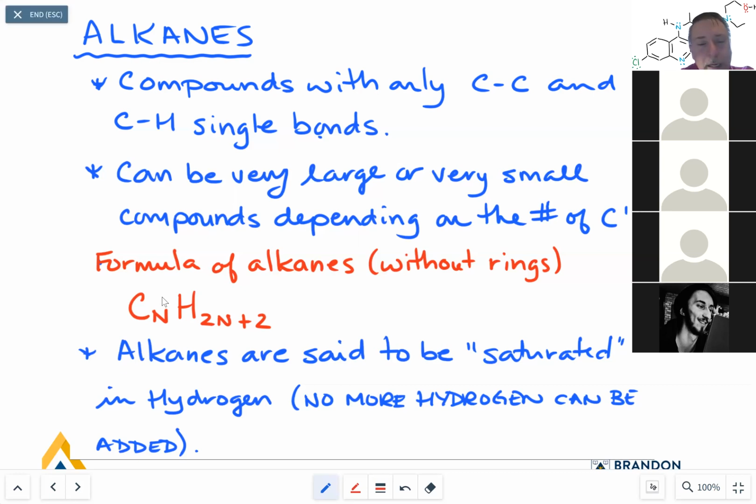Because alkanes have no double bonds, and every carbon atom is bonded to the maximum number of hydrogens that it could be, we say that they're saturated in hydrogen. So you can't add any more hydrogen to your compound. But if you've got an alkene, a carbon-carbon double bond, you could actually add hydrogens to those carbons. So alkenes are what we call unsaturated compounds. So alkanes are saturated in hydrogen.